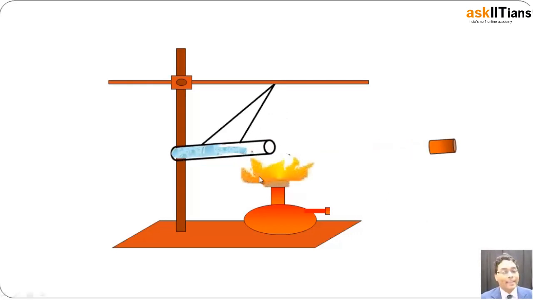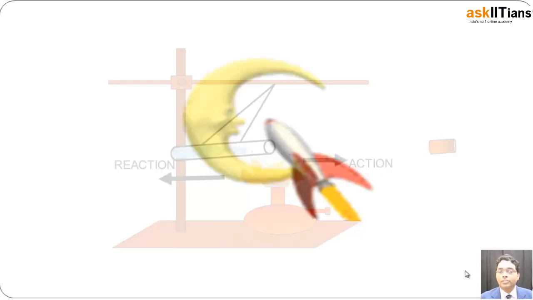Because you did not apply any external force, the cork comes out, the test tube moves in the opposite direction, thereby making the momentum conserved in this whole system. So this is the action and this is the reaction that we have. So action is the motion of the cork and the reaction is the motion of the test tube.